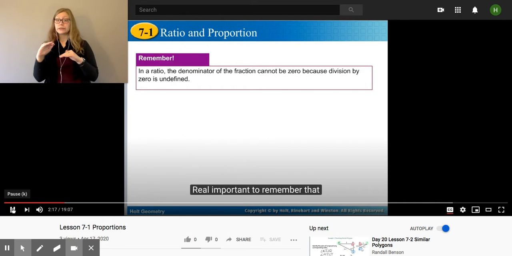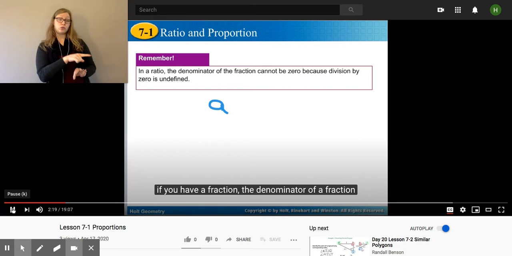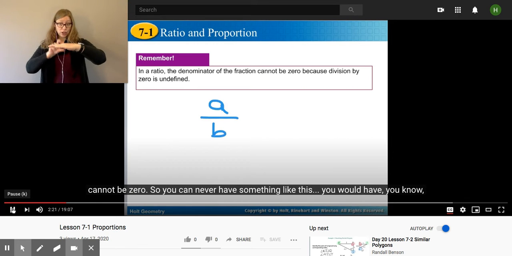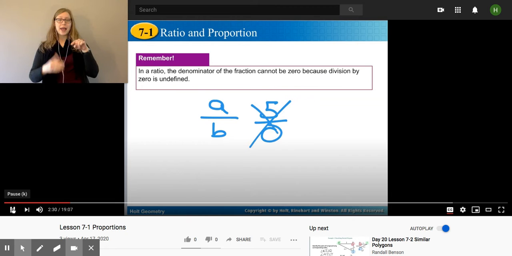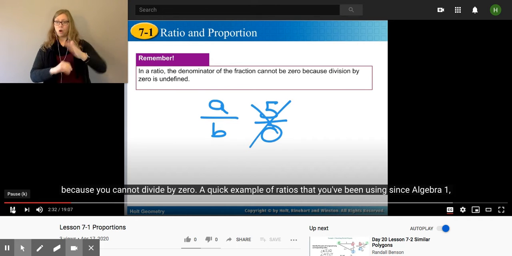Real important to remember that if you have a fraction, the denominator of a fraction cannot be 0. So you can never have something like 5 to 0 things. That's not allowed because you cannot divide by 0.